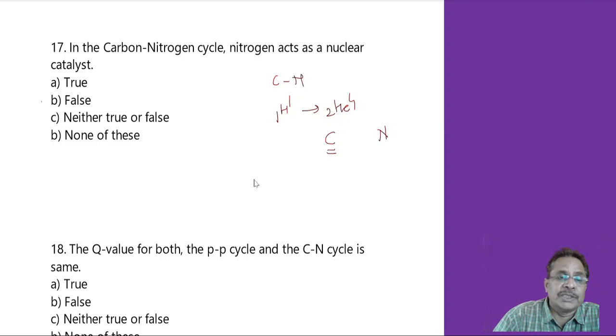Therefore the given statement is false, and option B is correct: in the carbon-nitrogen cycle, nitrogen acts as a nuclear catalyst. This is a false statement. Carbon acts as the nuclear catalyst.